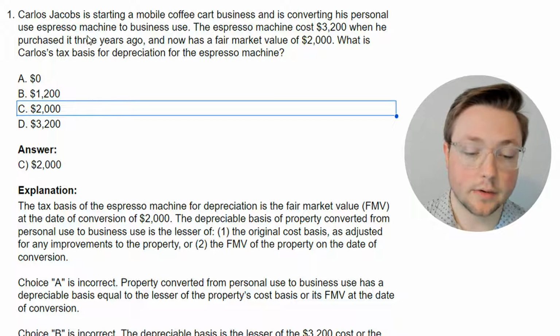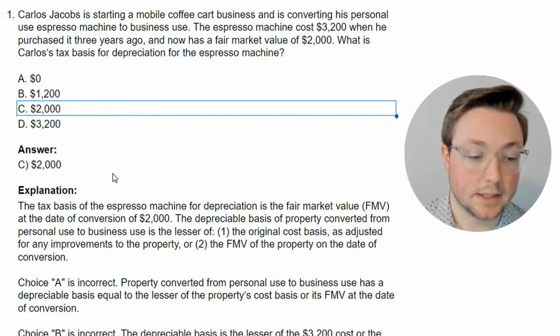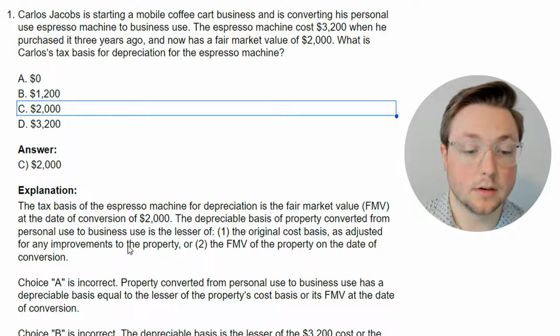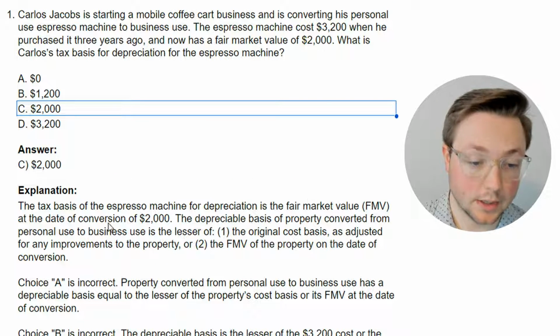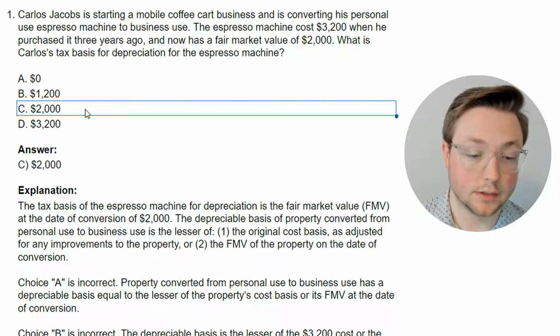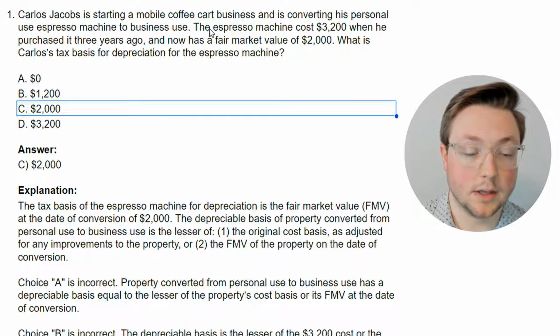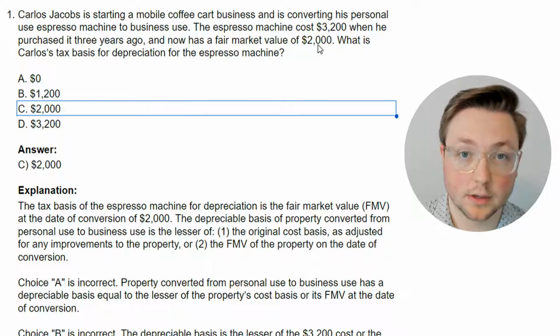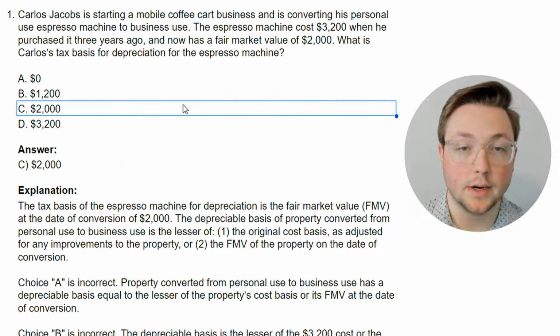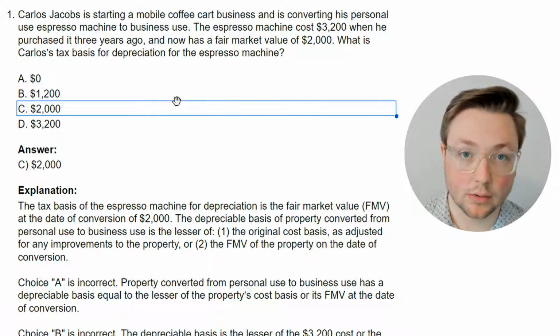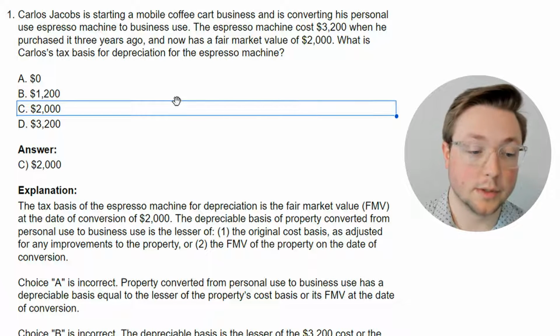When something is converted from personal use to business use, on the date of conversion, the tax basis for depreciation is either the original cost, with any improvements, or the fair market value on that date. So, really straightforward explanation there. That does make sense why it would be $2,000, because the original cost was $3,200 and the fair market value was $2,000 on the date of the conversion. So the lesser of those two is $2,000. Now that it's for business use, from here on out, the tax basis for depreciation will be $2,000.